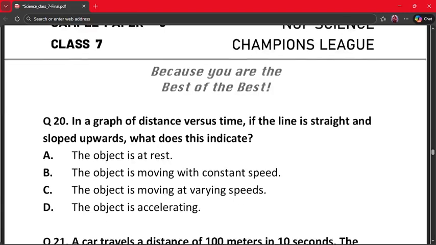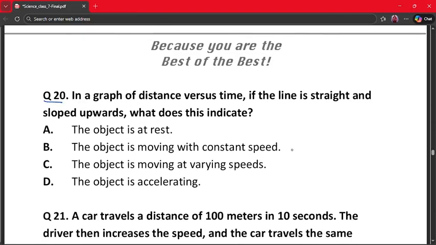The next question is question number 20. In a graph of distance versus time, if the line is straight and sloped upwards, what does this indicate? A. The object is at rest. B. The object is moving with constant speed. C. The object is moving at varying speeds. D. The object is accelerating.